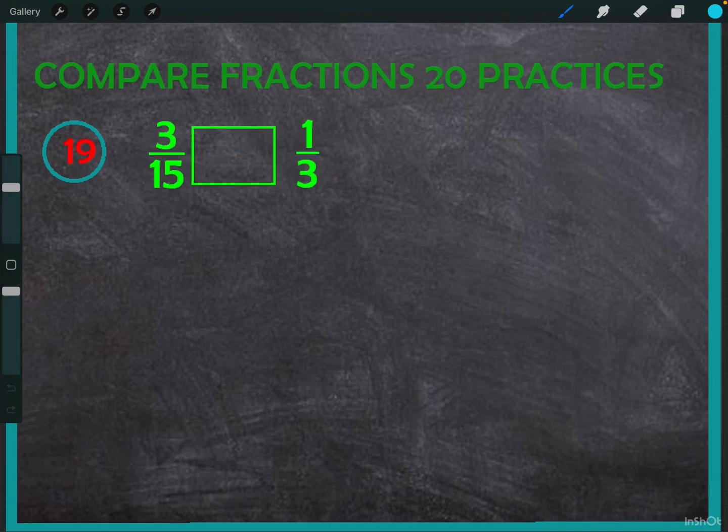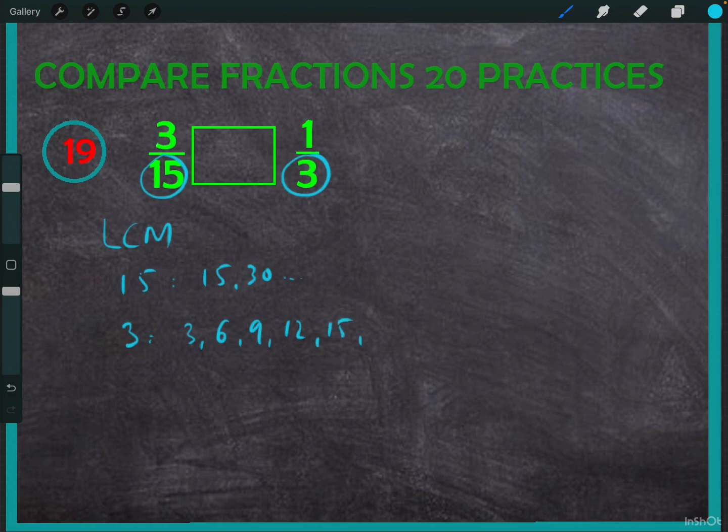Practice 19, we have two fractions 3 over 15 and 1 over 3. These two fractions have different denominators, 15 and 3. To compare them, we must find the LCM for 15 and 3. The multiples of 15 are 15, 30, etc. The multiples of 3 are 3, 6, 9, 12, 15, 18, etc. We see that 15 is the least common multiple, or the LCM, for 15 and 3.